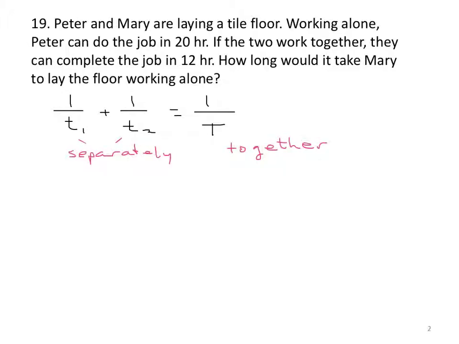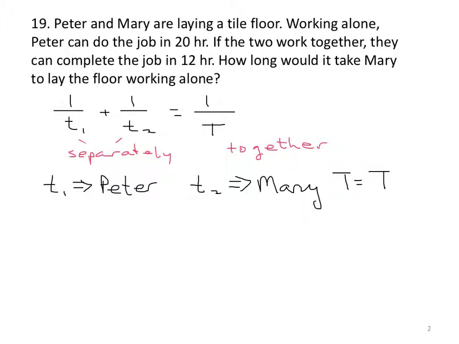Peter and Mary are laying a tile floor. If they work alone, Peter can do the job in 20 hours, but if they work together, they can complete it in 12 hours. So the question is, how long would it take Mary if she were working alone? So what we're going to do is plug in these values. T1 is Peter's time, T2 is Mary's, and T is together.